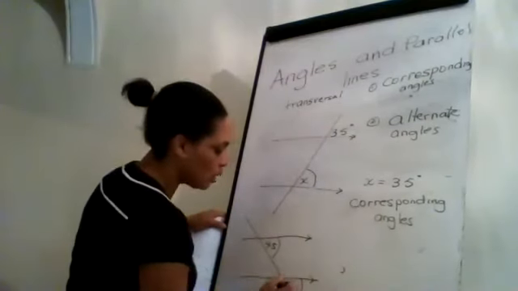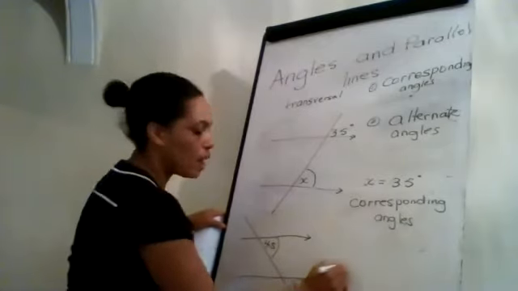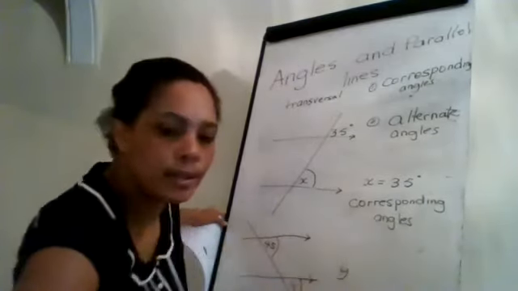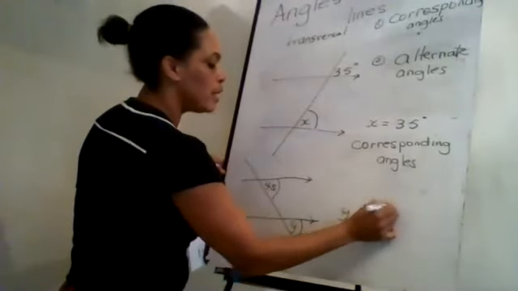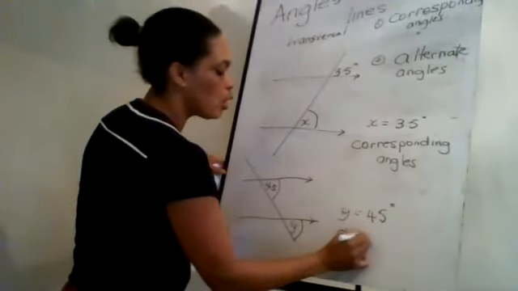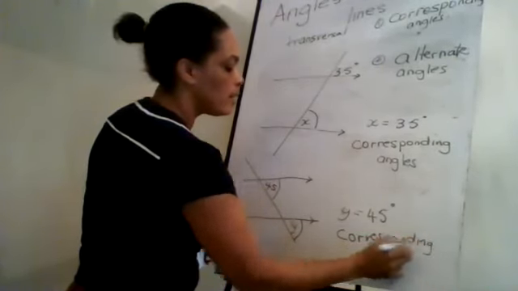So X, let's call this one Y. Mathematicians like to use X and Y. So Y is equal to 45 degrees because they are corresponding angles.